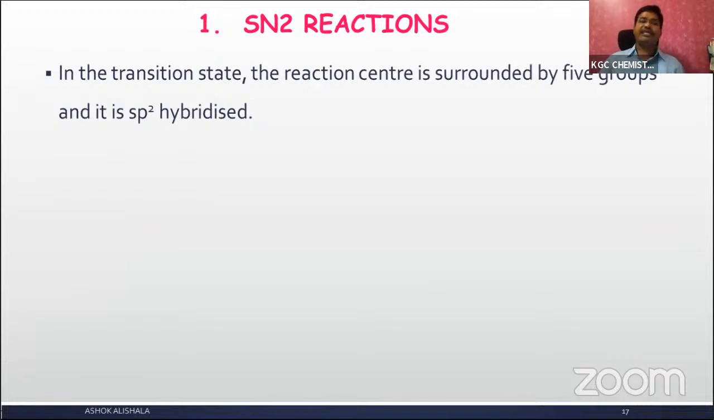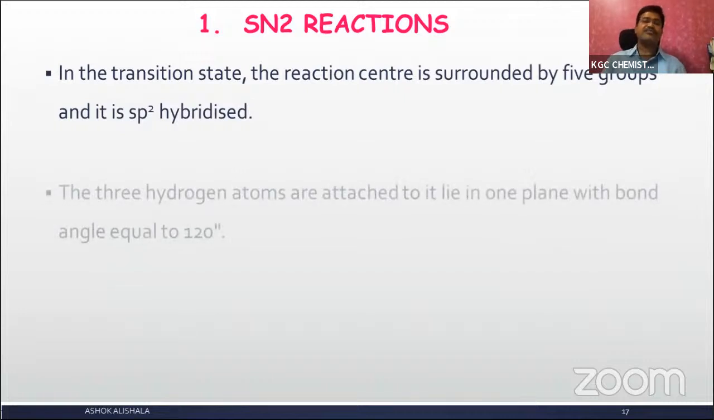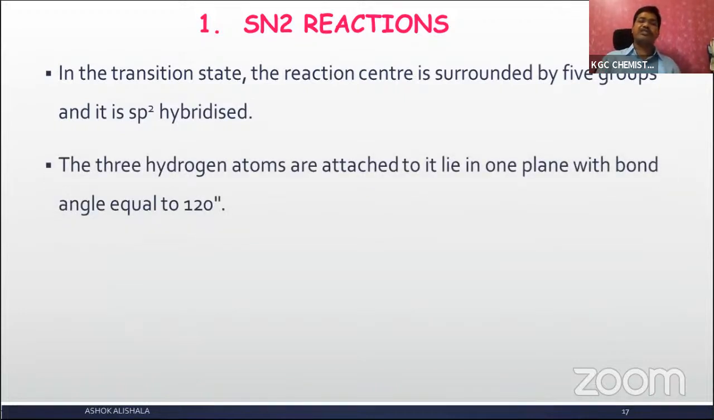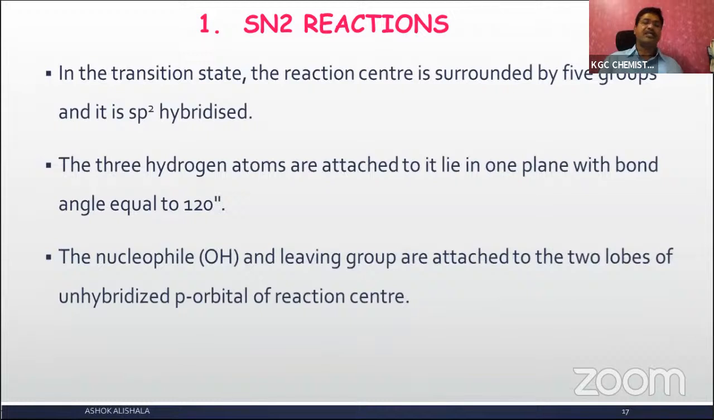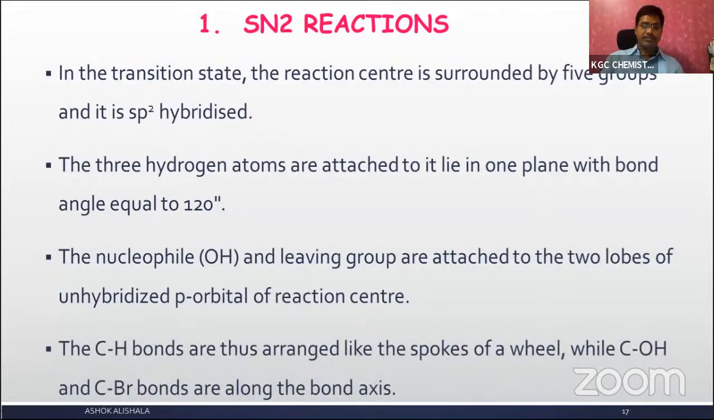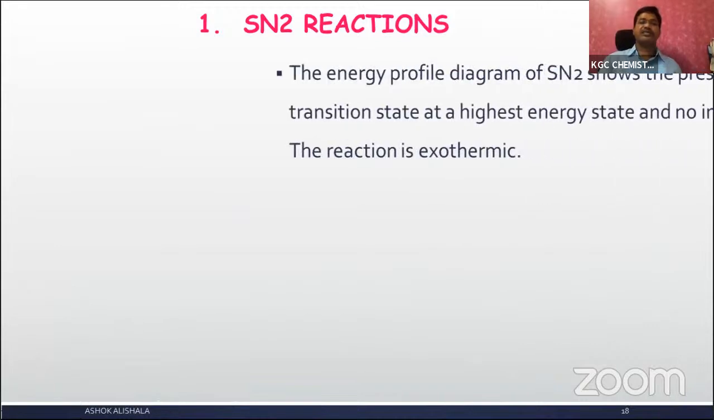In the transition state, the reaction center is surrounded by 5 groups and it is sp2 hybridized. The 3 hydrogen atoms attached to it lie in one plane with a bond angle of 120 degrees. The nucleophile and the leaving group are attached to the 2 lobes of the unhybridized p orbital of the reaction center. The carbon-hydrogen bonds are thus arranged like the spokes of a wheel, while the C-OH and C-Br bonds, that is the carbon-hydroxy bond and carbon-bromine bond, are along the bond axis. You can see here.